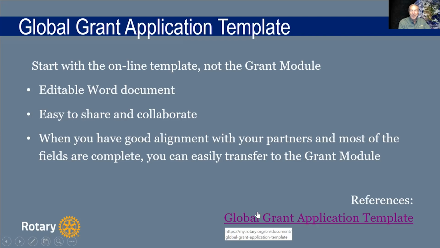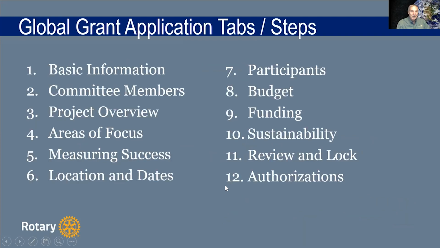Anyway, the editable Word document is a pretty good tool to get started. It's easy to share. You can pass it around. And when you think you have alignment with your partners, then you can just cut and paste out of the Word document into the grant module where it's actually going to be approved. That's where you submit it and go through all of the funding and that sort of stuff. But I recommend that people start that way.